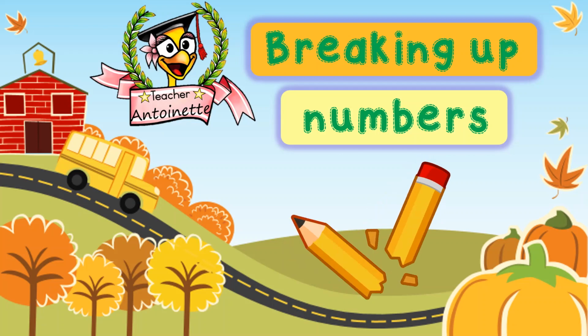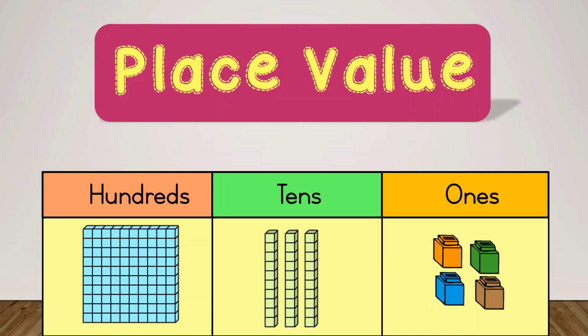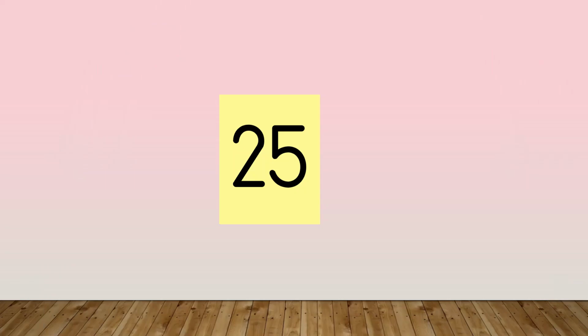We will be looking at breaking up numbers. First, you will need to understand the concept of place value. Let's recap quickly: hundreds, tens and ones. Let's look at the following number, the number 25.